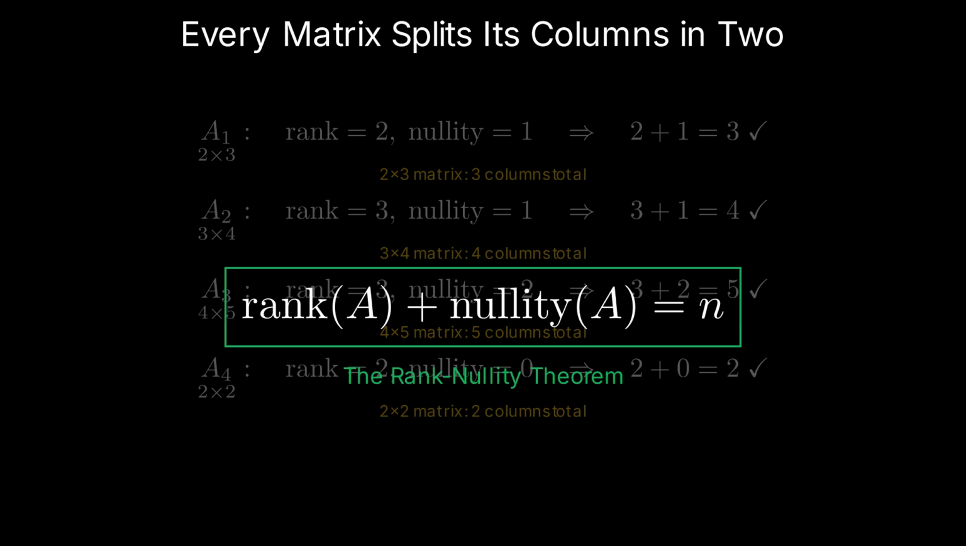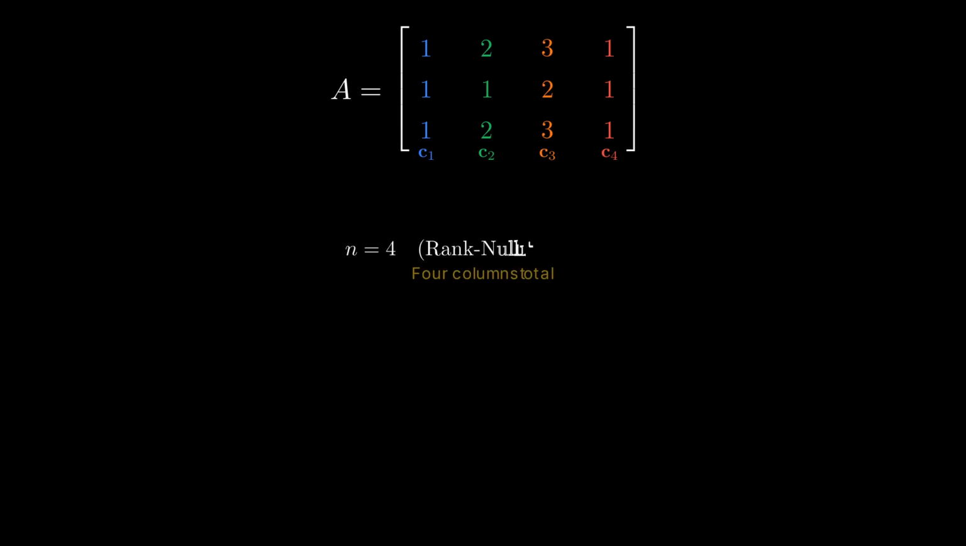Let's see why this budget can never be broken. Consider this 3x4 matrix A. Row 1 is 1, 2, 3, 1. Row 2 is 1, 1, 2, 1. Row 3 is 1, 2, 3, 1. This matrix has 4 columns, so our budget from the Rank-Nullity Theorem is 4.